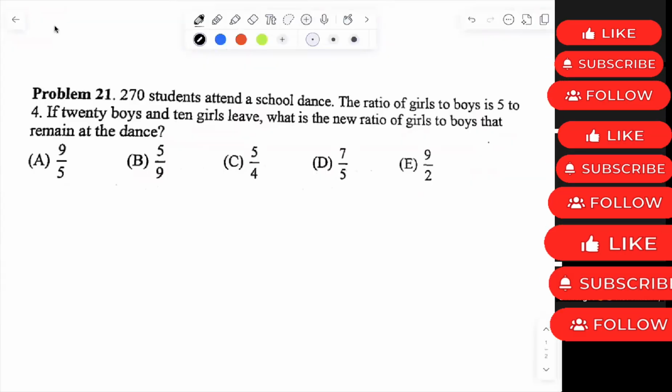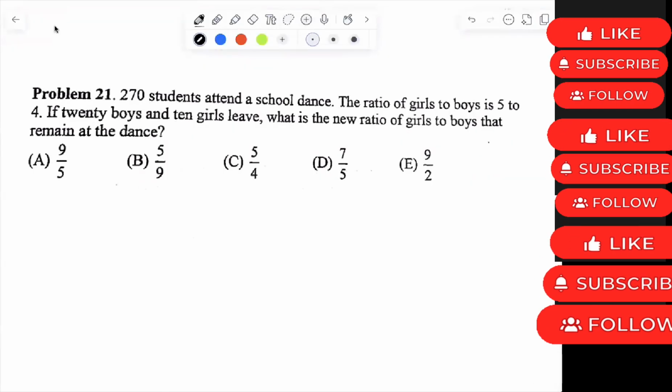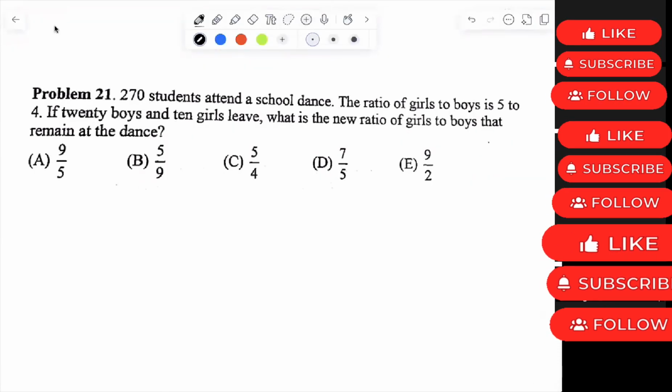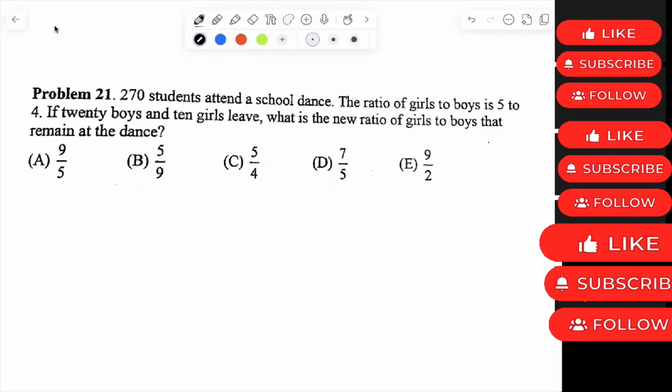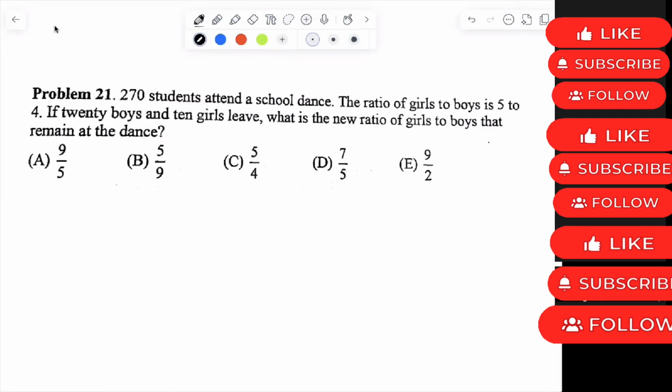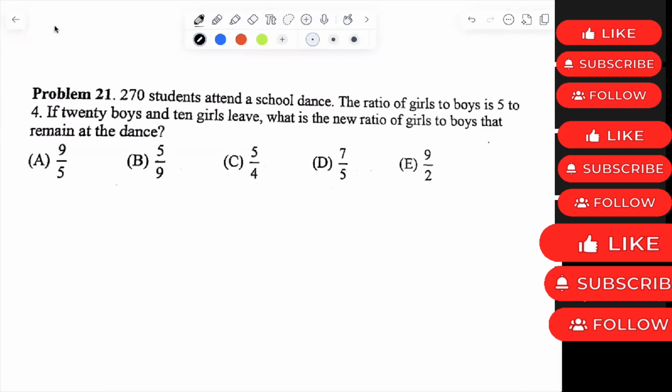270 students attend a school dance. The ratio of girls to boys is 5 to 4. If 20 boys and 10 girls leave, what is the new ratio of girls to boys that remain at the dance? I'll let you guys try this question and tell me through chat.